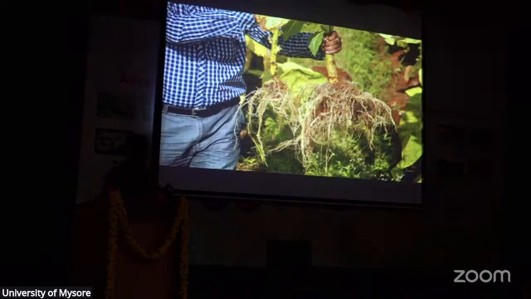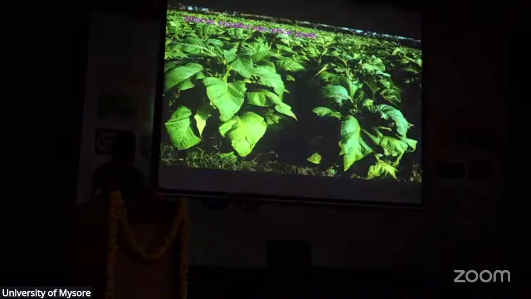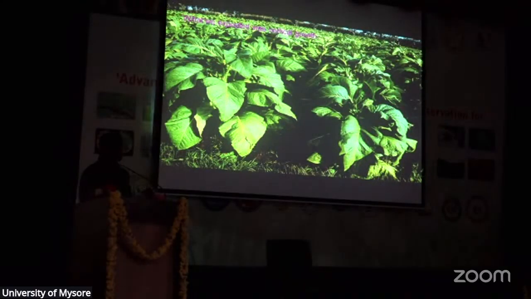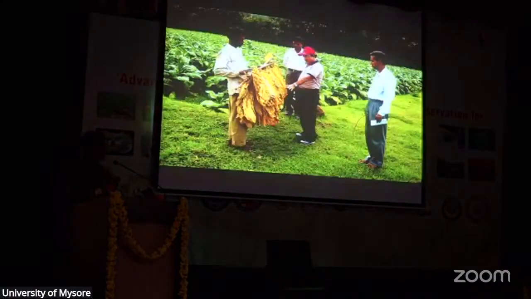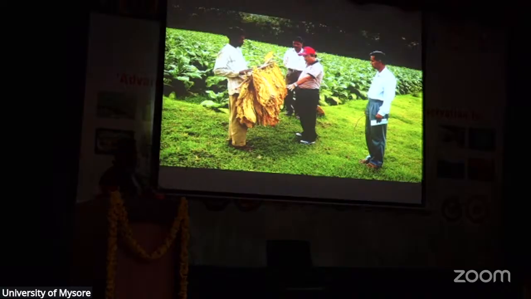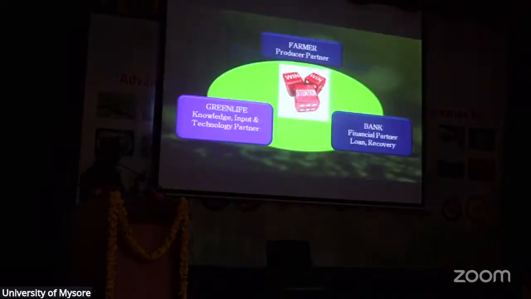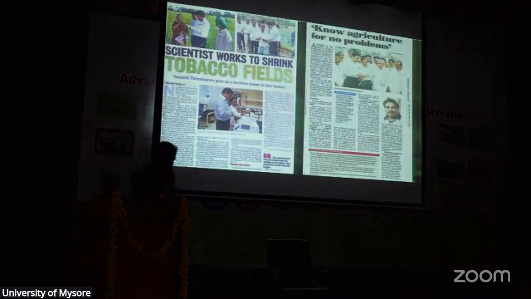We have shown this, and look at the root system and see the uniform crop stand, which gives rise to highest yield and highest quality. Look at this enormous crop and the best quality tobacco, because this is the main cash crop of Mysore district. Though I didn't like this crop, I was forced to work on this to help my own farmers first, because charity begins at home. So we created this win-win situation for everyone, and we treat the farmers as our producer partner. So we don't treat them as our customer or purchaser.